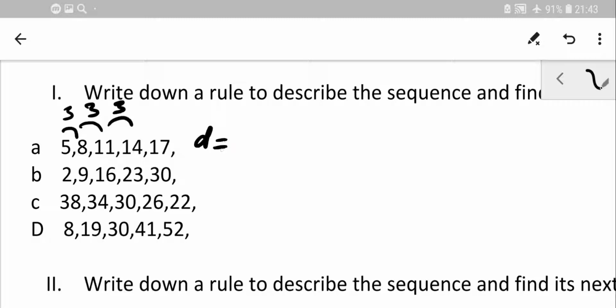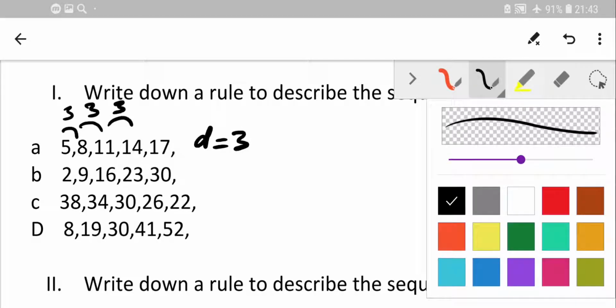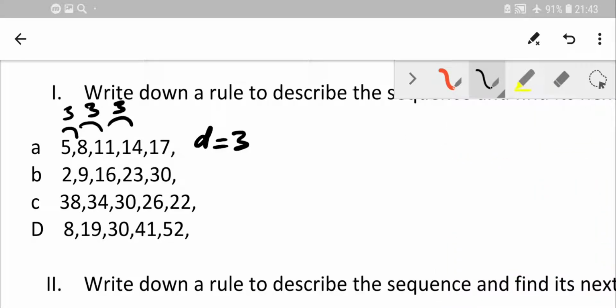So if the difference is 3 and it's not changing, what we can say definitely is it's an arithmetic sequence. So we know the rule. Every time to the previous term, we need to add 3. So it looks like plus 3, and we go 20, then 23, and 26. All right, done. So next one, 2, 9, 16, 23.